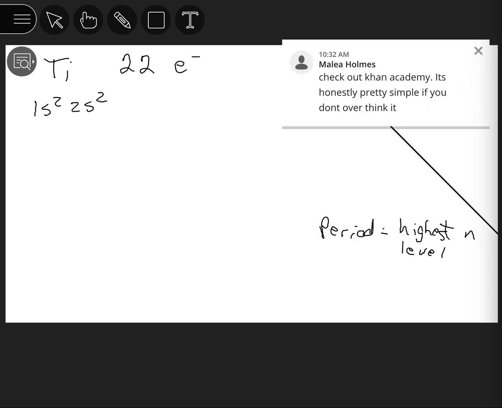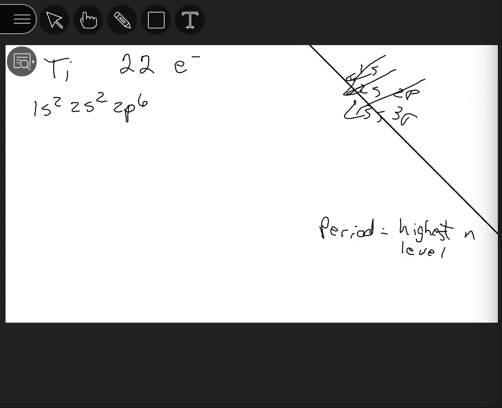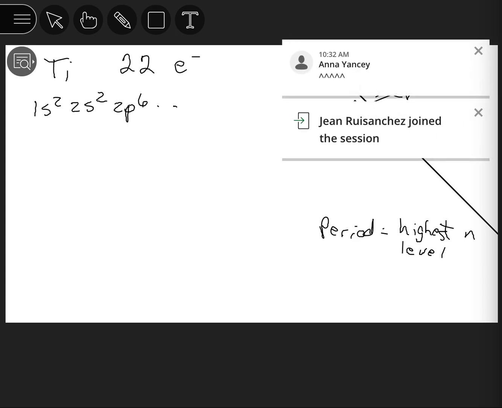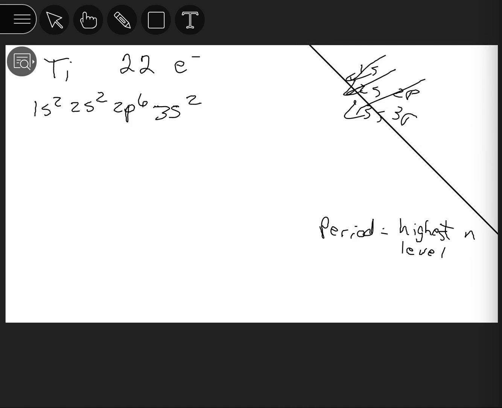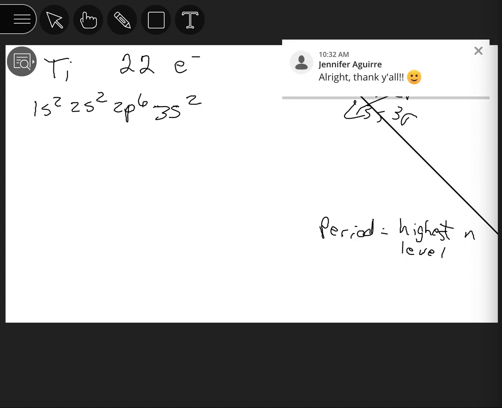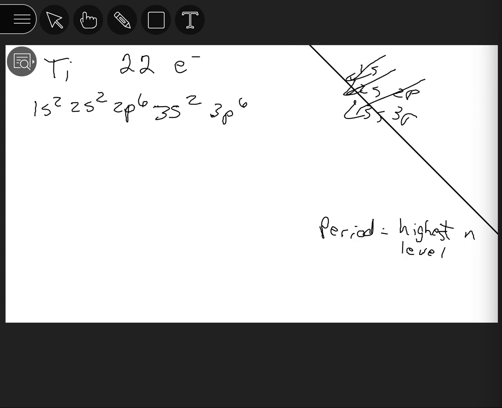And then boron through neon are full, so that would be 2p6. And then the next is sodium and magnesium, so that's going to be 3s2. And then you've got aluminum all the way through argon, and that is 3p6. And then the next row is potassium and calcium, so that is 4s2. And then we have scandium and titanium, so that's 2 electrons left to go in.